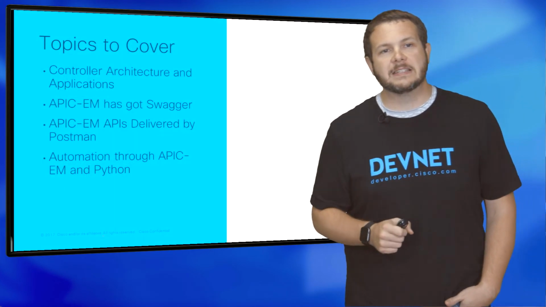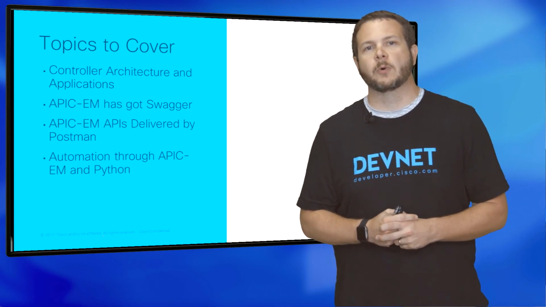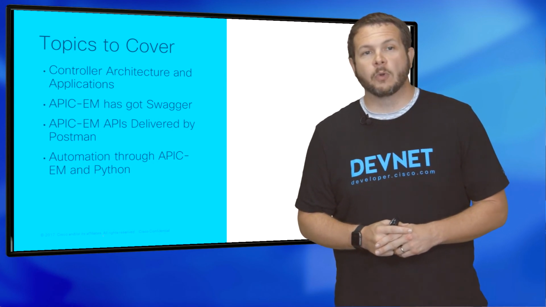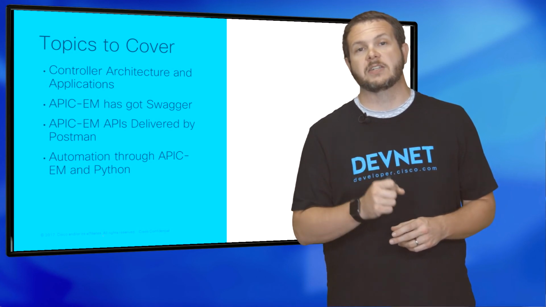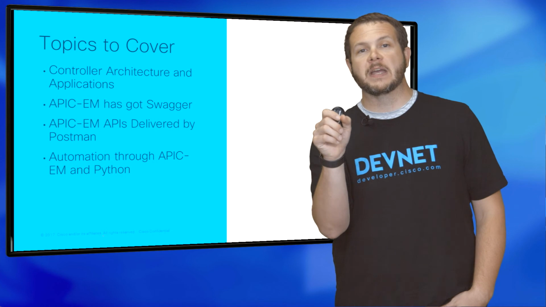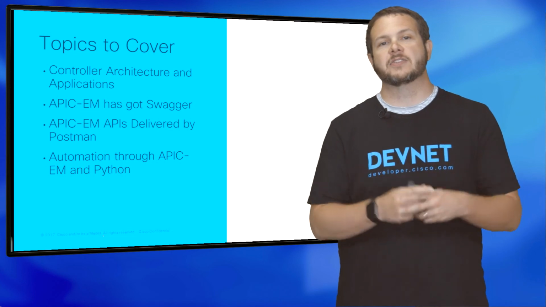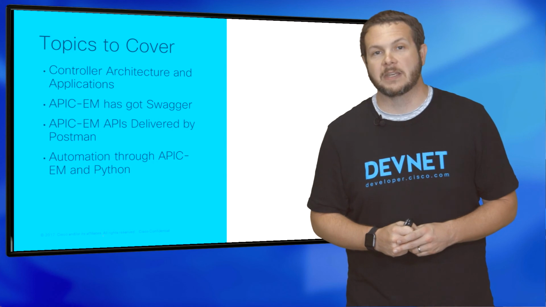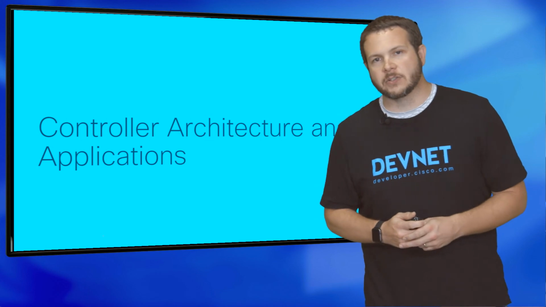Now, what we're going to talk about today in this lesson is the general network controller architecture of APIC-EM and the applications that are supported inside of APIC-EM that you as a network developer may be interested in taking advantage of. We'll talk specifically about how APIC-EM uses Swagger as an API framework to give us documentation and access to it. We'll look at how to use APIC-EM APIs along with Postman to test and validate those calls. And we will end by showing how we can actually build Python scripts to link together APIC-EM API calls to provide information and gain access out of the APIC-EM applications that are there. So, network controller application architecture and applications.